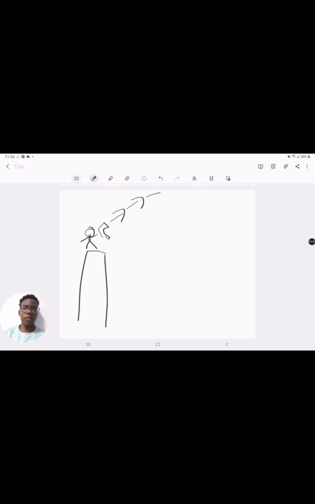This is how the bullet will travel, like that. Notice how the bullet is traveling. Remember what I said when I started this video: we're looking at vertical projectile motion. Vertical being the keyword. Vertical projectile motion.